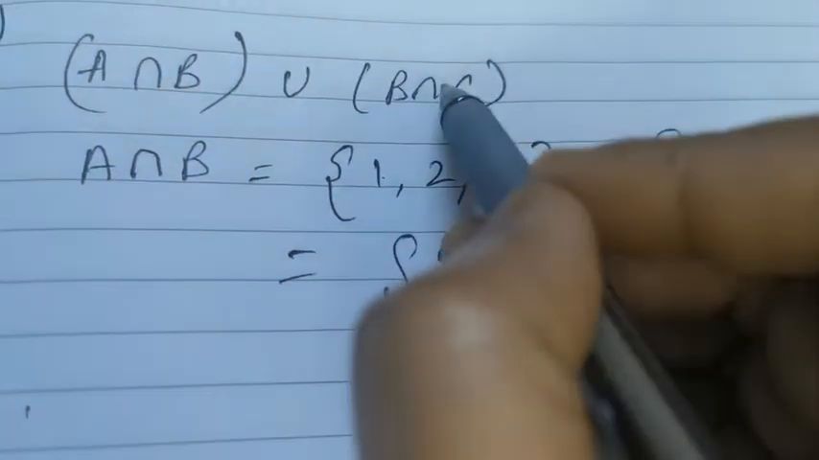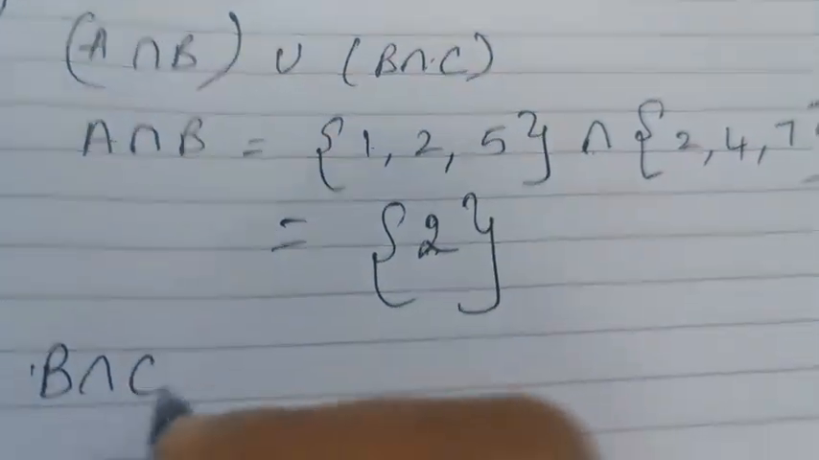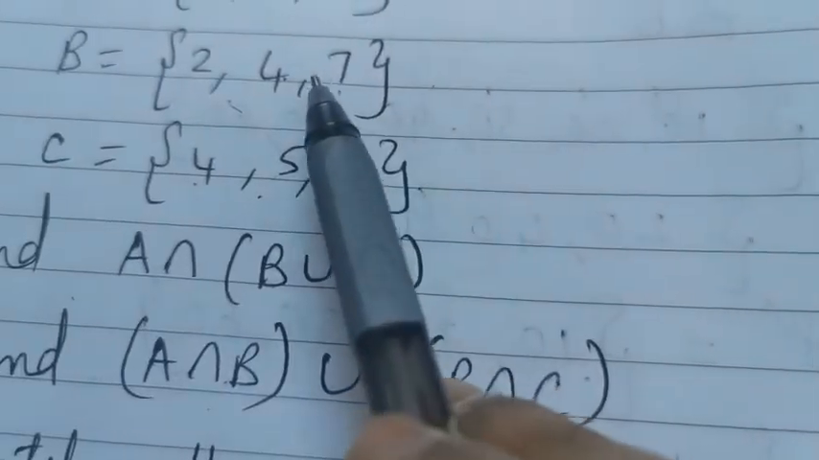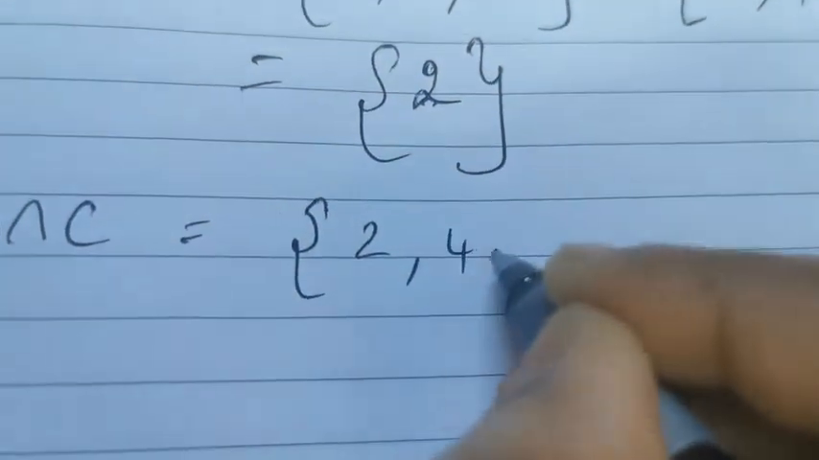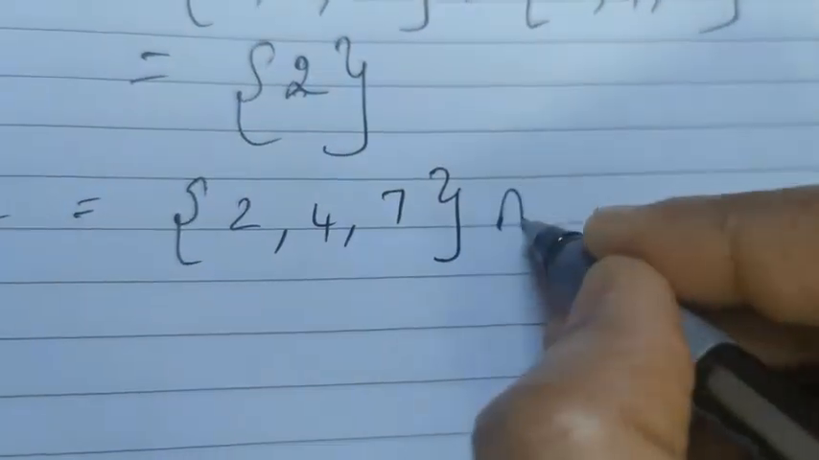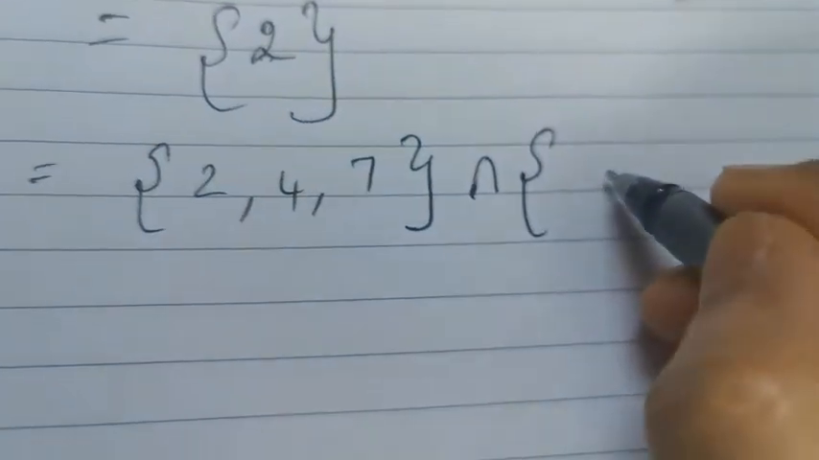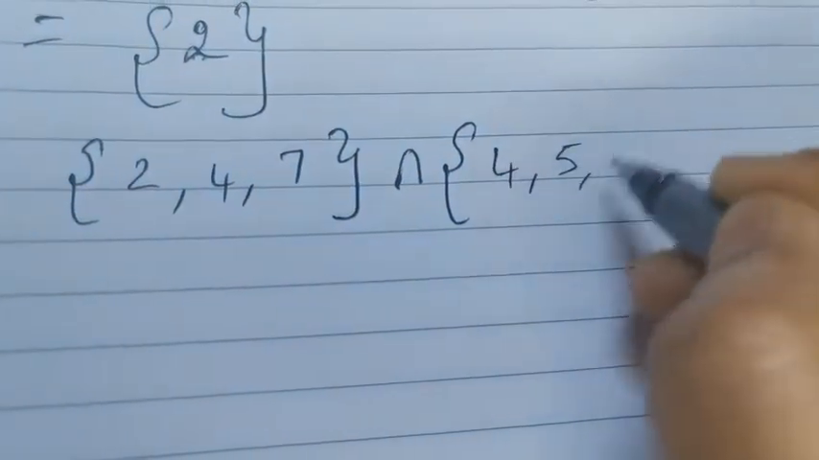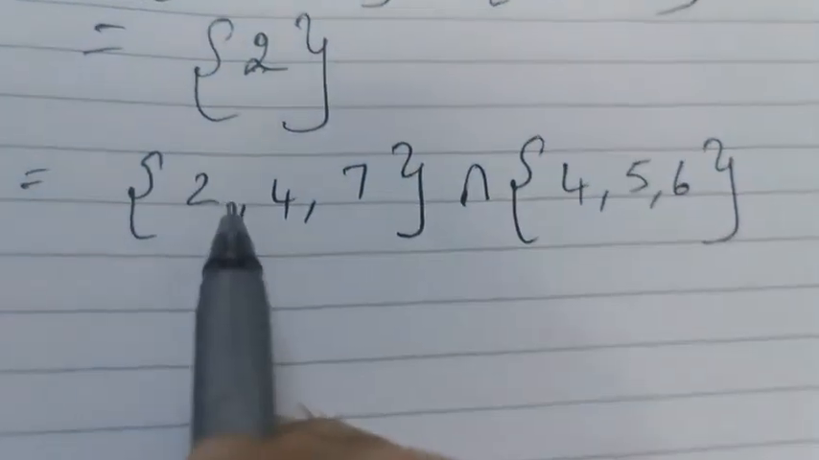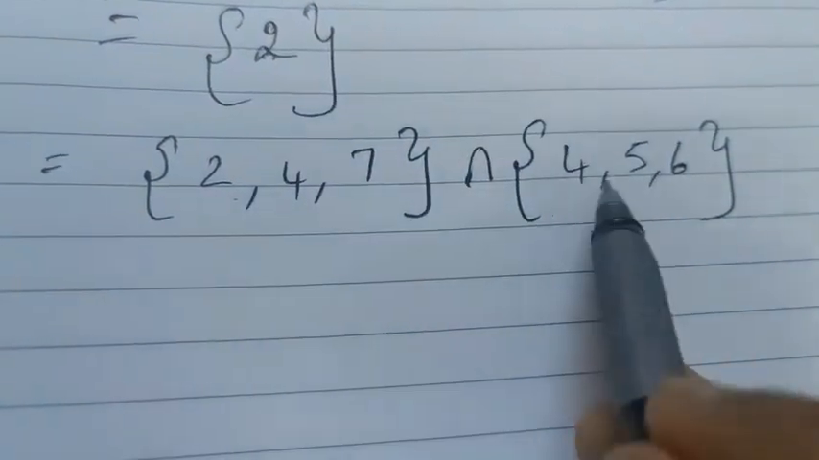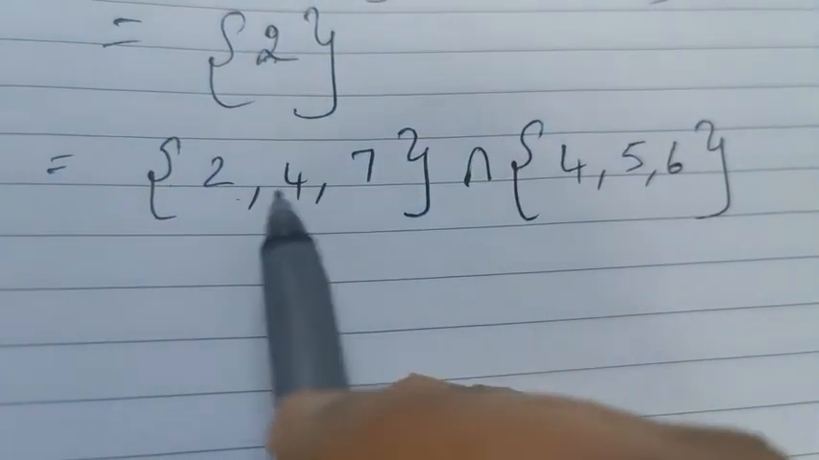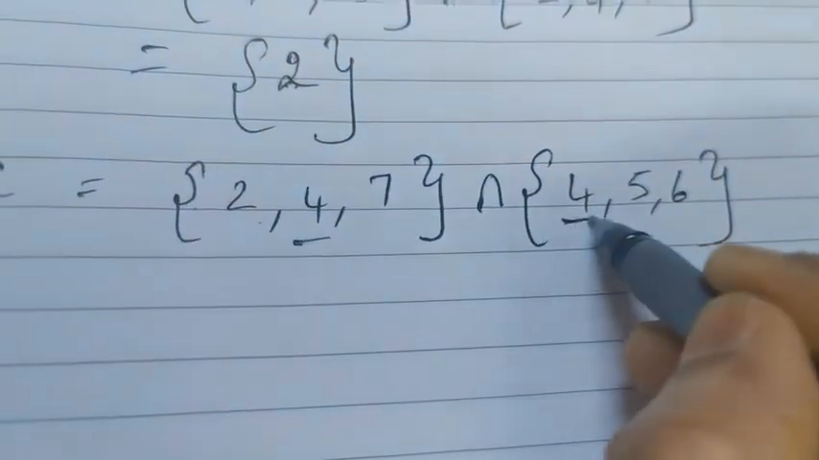The next one I will find B intersection C. So B intersection C, I will have to find what is common in B and C. So B has elements 2, 4, 7. Intersection C. C has elements 4, 5 and 6. Therefore, if we compare both the sets, 4 is common in both the sets.